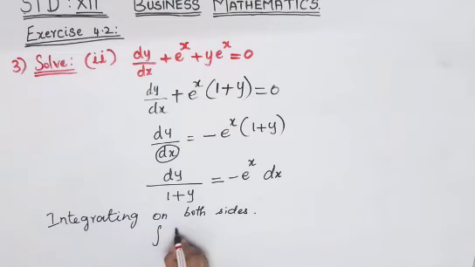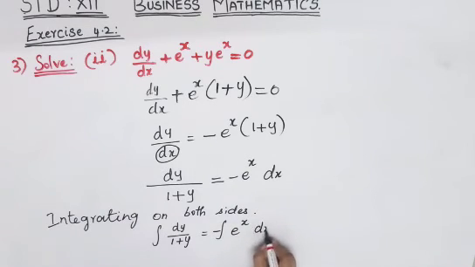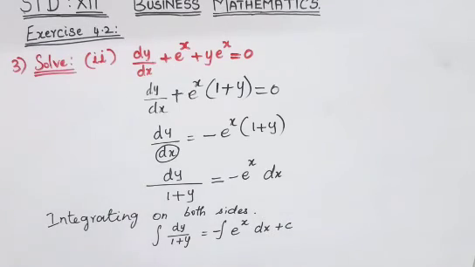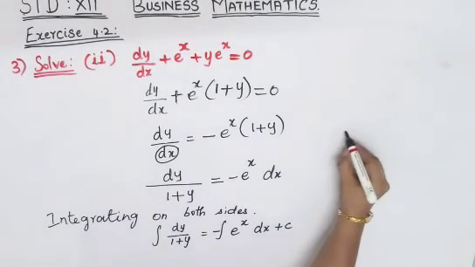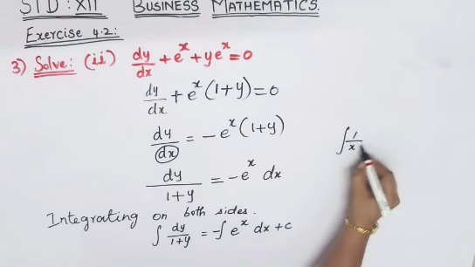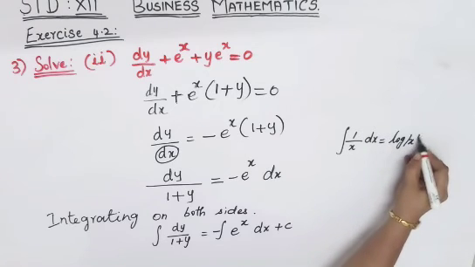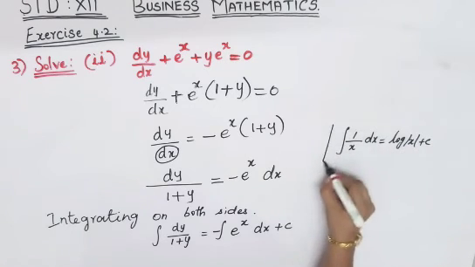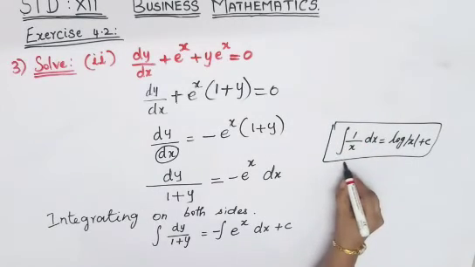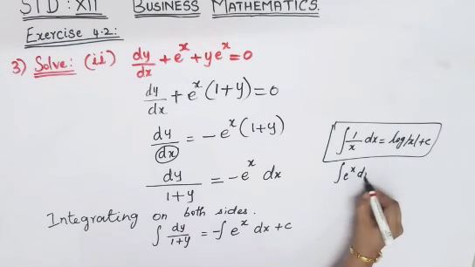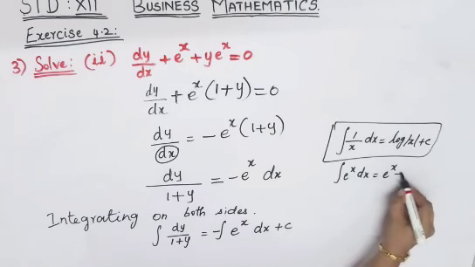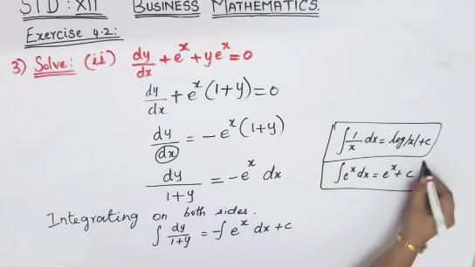So the integral of dy divided by 1 plus y is equal to the integral of e power x, we'll keep this minus outside, into dx plus c. Now, integrating, your integral formula is the integral of 1 by x into dx is equal to log x plus c. So this formula you can use. And the next formula is the integral of e power x into dx is equal to e power x plus c. So we'll use these two formulas here.